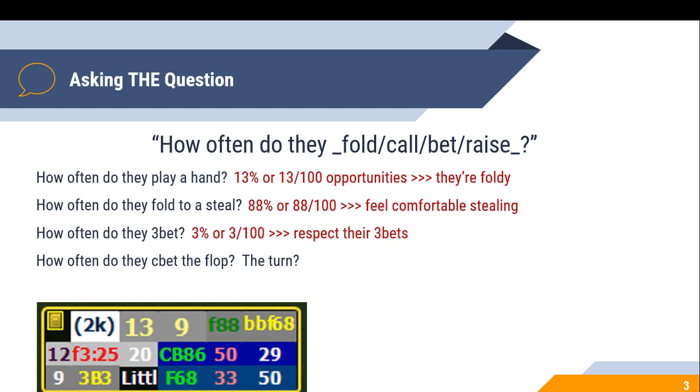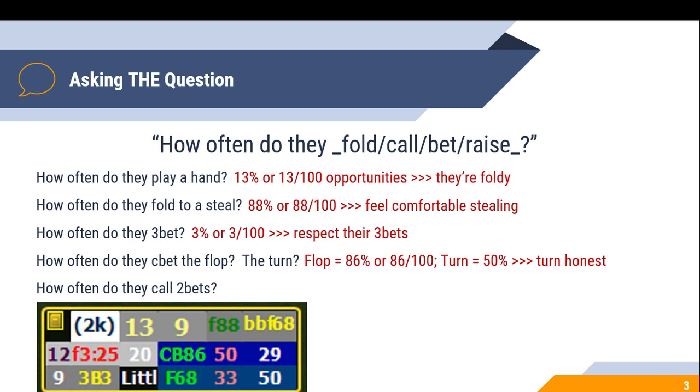How often do they c-bet the flop? Well, that's pretty obvious. You see that CB86, they c-bet the flop 86% and the turn 50% right there, which means they're pretty turn honest. They c-bet a ton on the flop, but then they are a little bit more choosy when they double barrel.